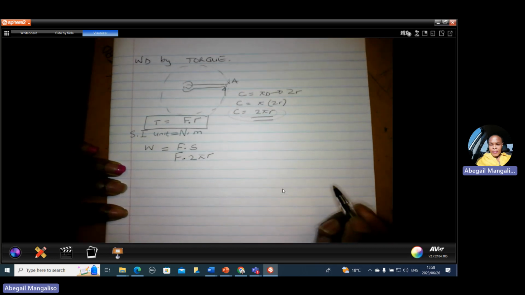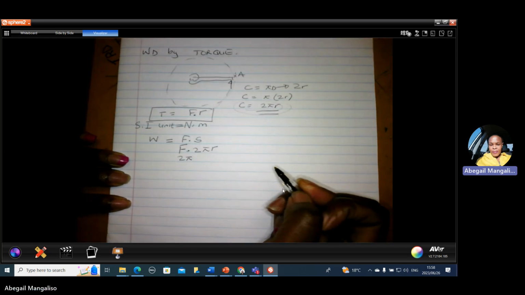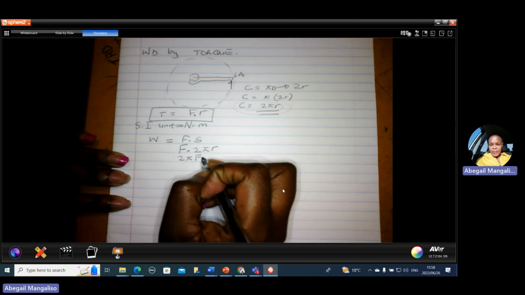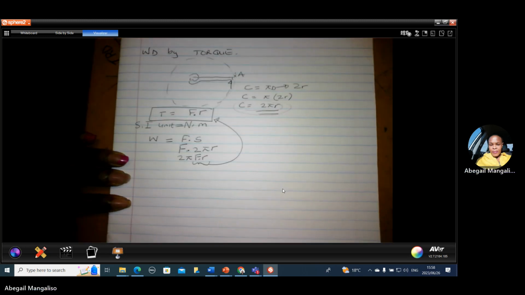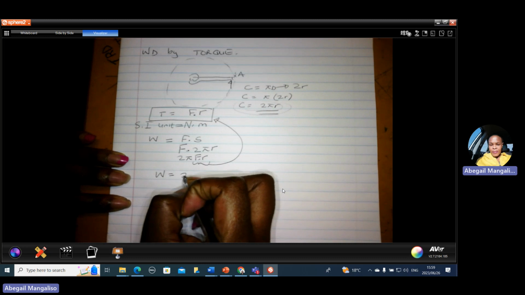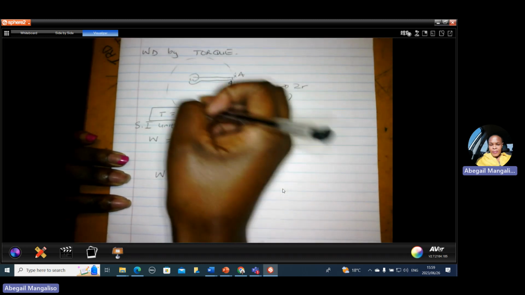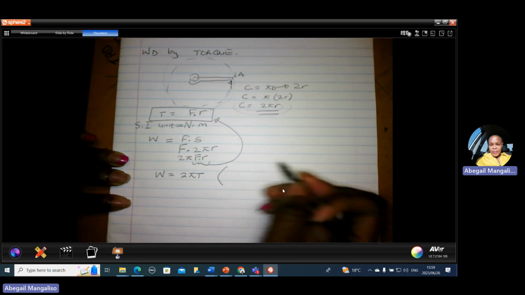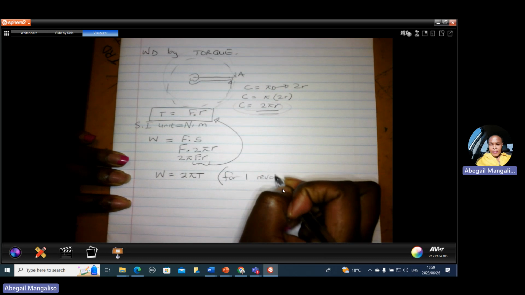If we arrange this by putting 2 pi first and F multiplied by R, F multiplied by R is equal to the torque. So work done by torque will be equal to 2 pi T, only if it describes one revolution. So this is for one revolution.